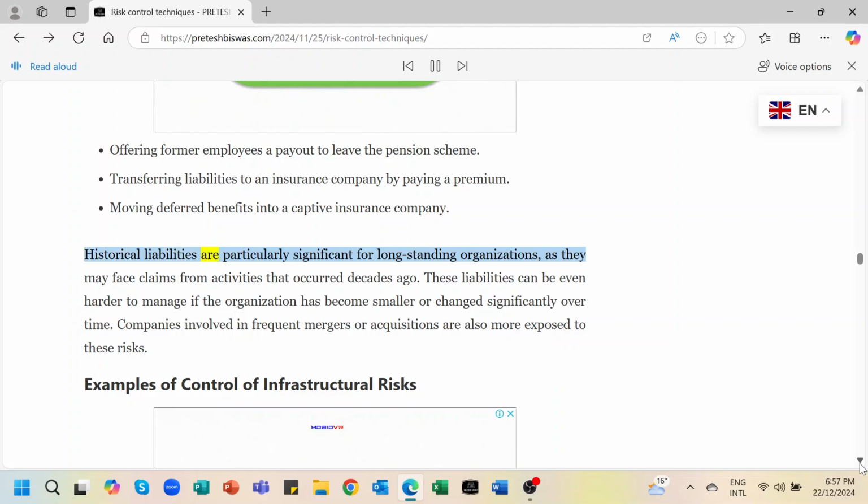Historical liabilities are particularly significant for long-standing organizations, as they may face claims from activities that occurred decades ago. These liabilities can be even harder to manage if the organization has become smaller or changed significantly over time. Companies involved in frequent mergers or acquisitions are also more exposed to these risks.